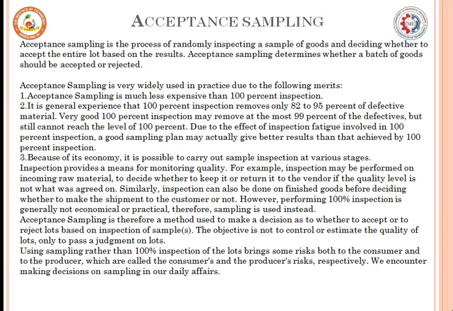Acceptance sampling is therefore a method used to make a decision whether to accept or reject lots based on the inspection of samples. The objective is not to control or estimate the quality of the lot, but only to pass judgment on the lot.